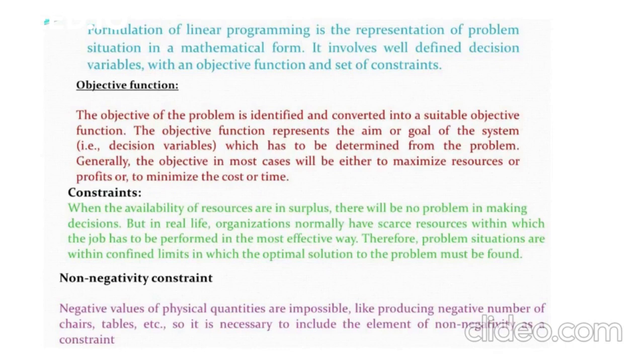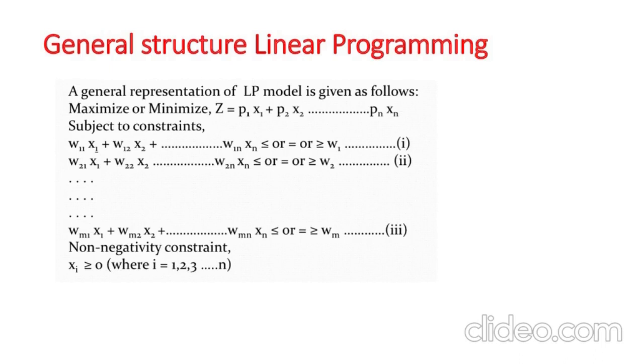Formulation of a linear program is the representation of a problem situation in mathematical form. The objective function is identified and converted into a suitable objective function. Constraints are the available resources and surplus, so there will be no problem in making decisions. Non-negativity constraints mean negative values of physical quantities are impossible, like producing a negative number of chairs or tables. It is necessary to include this element.